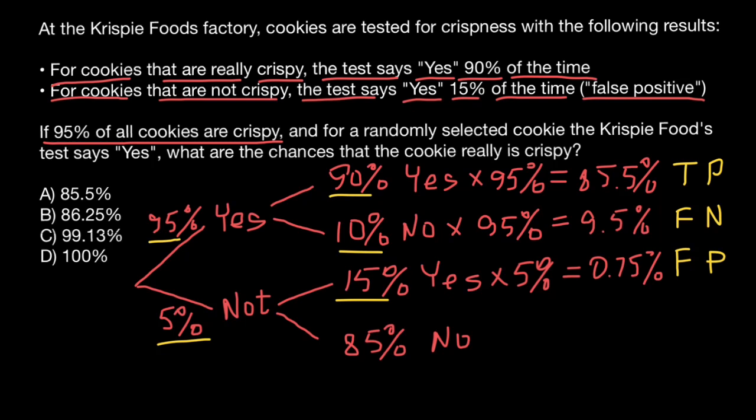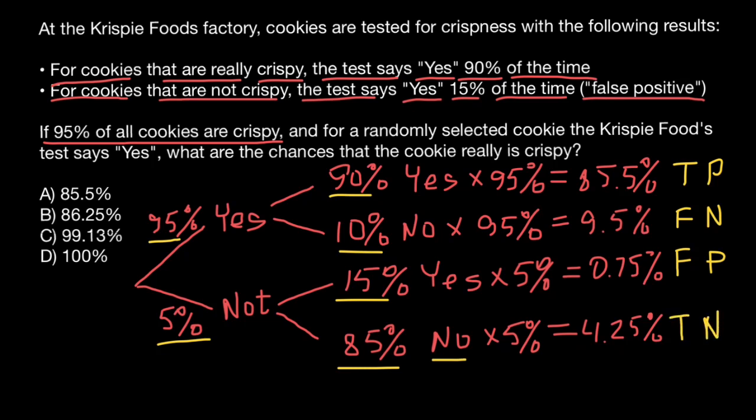And the last one would be those cookies which are not crispy, and the test shows that they are not crispy. So again, we have to multiply these numbers, multiply by 5%. And the frequency of this category is going to be 4.25%. These cookies are not crispy, and the test shows that they are not crispy. So this is going to be true negative.